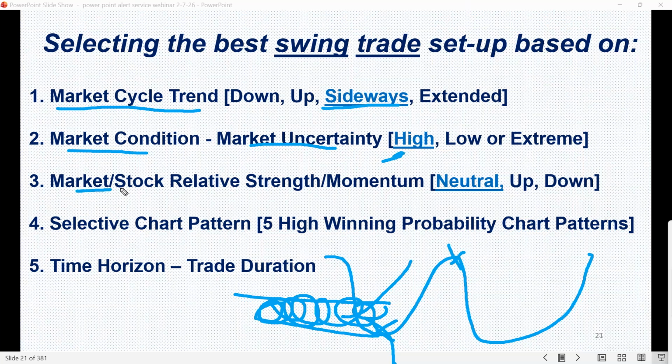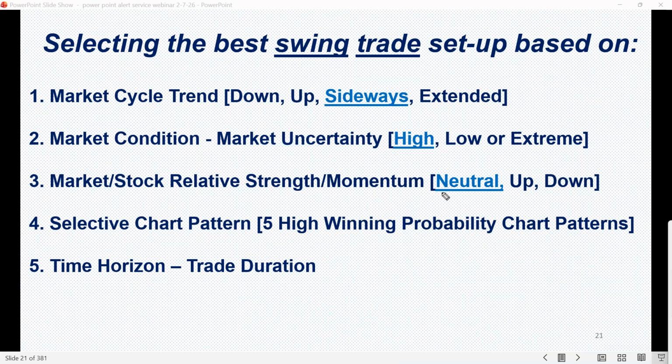Now, the next thing is the market or stock relative strength or momentum. So right now, based on the different time frames, when we look at the daily medium-term time frame, the market momentum is neutral, and also on the weekly long term. So neutral meaning, it's not biased to the upside or downside. It's just kind of neutral in between.